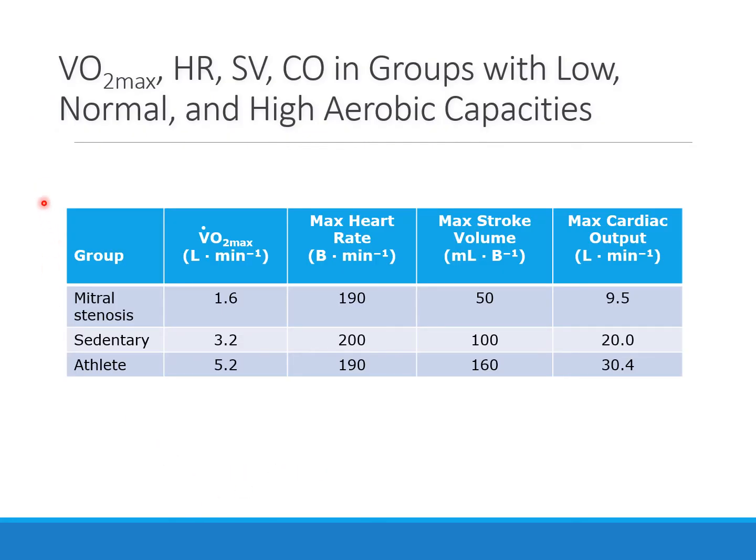So again, you guys have already seen this. We had this exact table in another lecture, but you can see the difference between someone who has a heart condition like mitral stenosis versus the sedentary, and then versus an athlete, and the difference in VO2 max, heart rate, stroke volume, and ultimately their cardiac output.